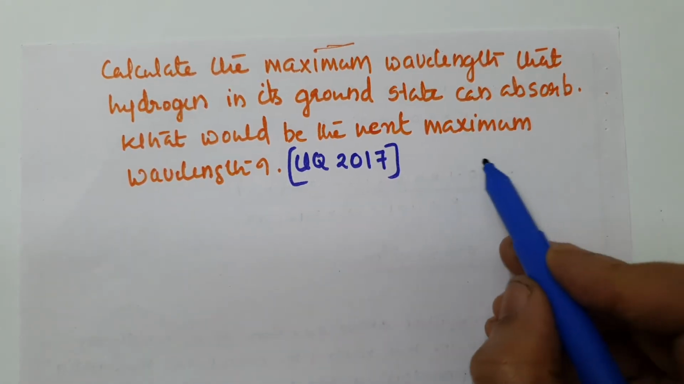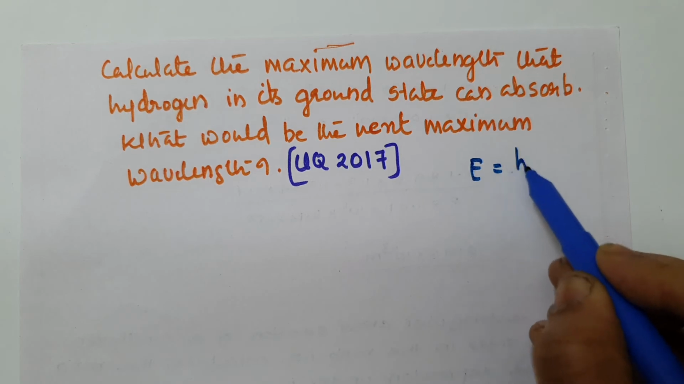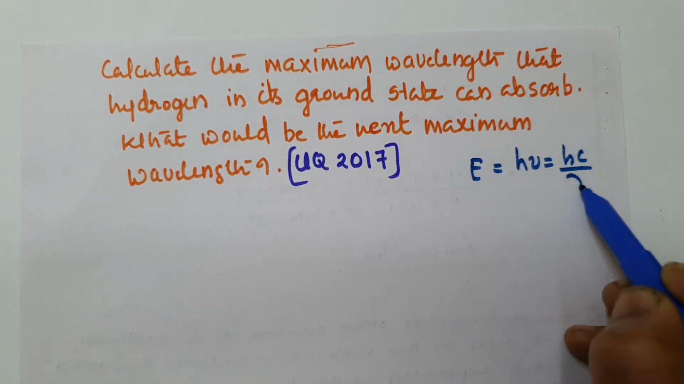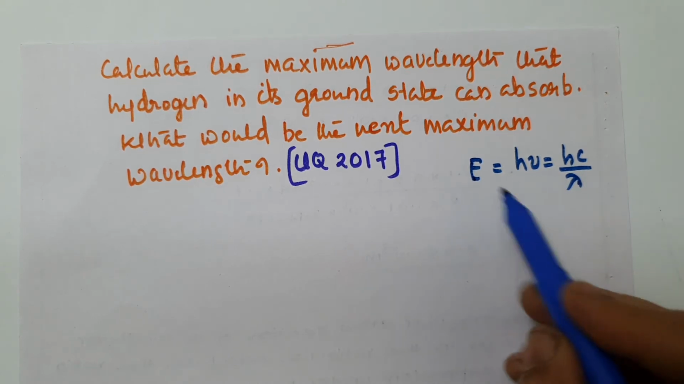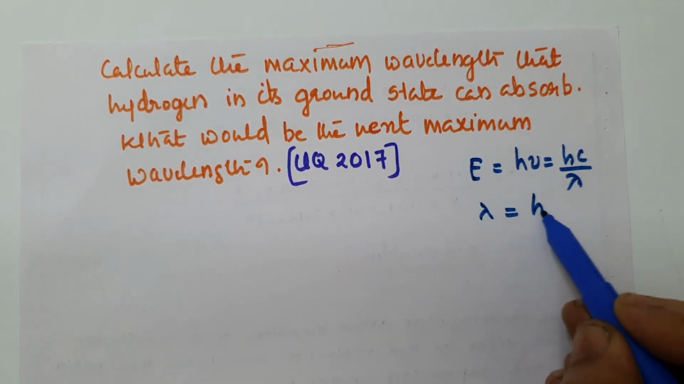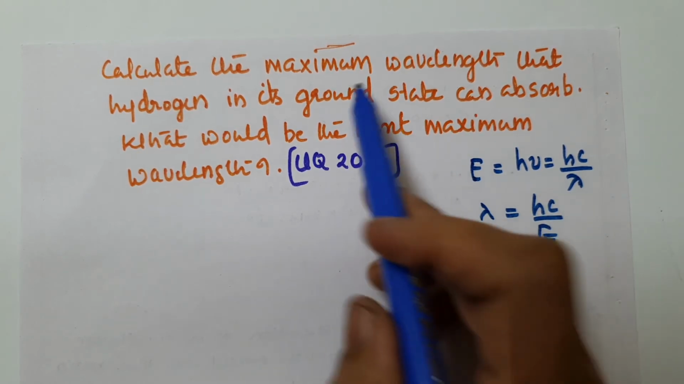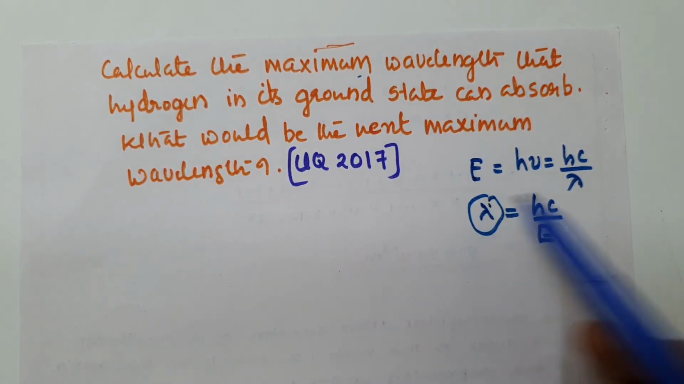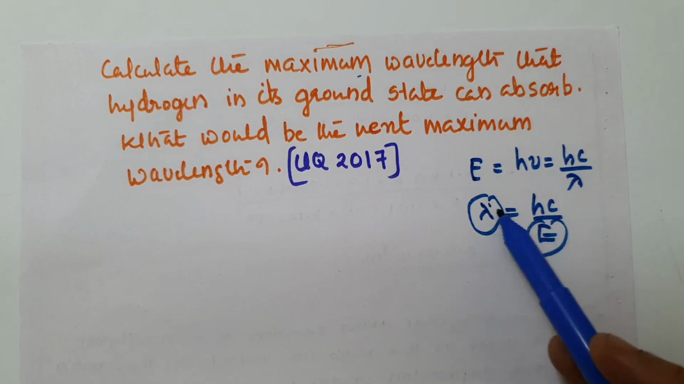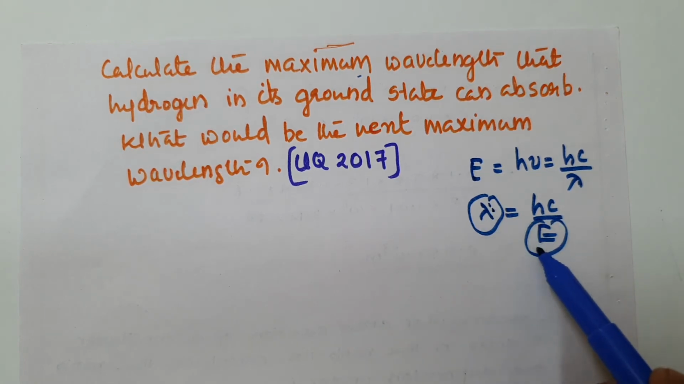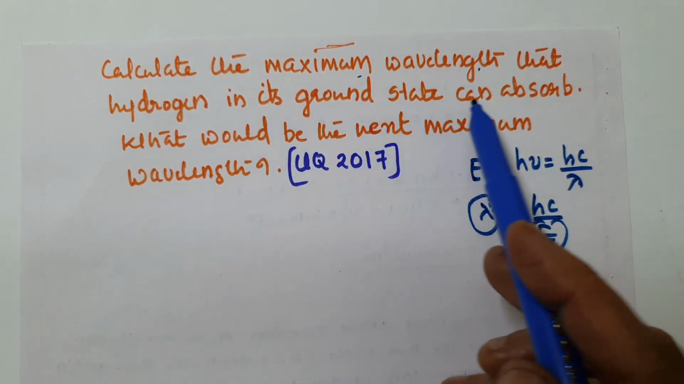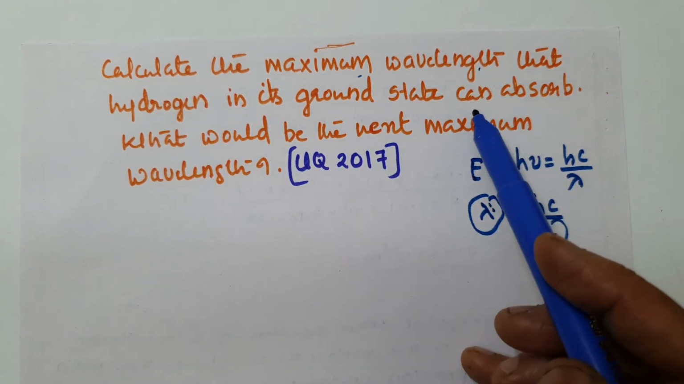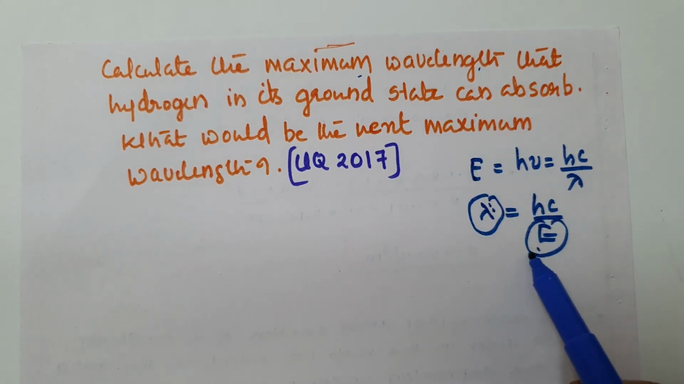So we have the general equation: E is equal to h nu, or E is equal to hc by lambda. We are looking at this equation, energy and lambda. That is, lambda is equal to hc by E. The maximum wavelength means the energy will be minimum. So for the maximum wavelength that hydrogen in its ground state can absorb, the energy will be minimum.